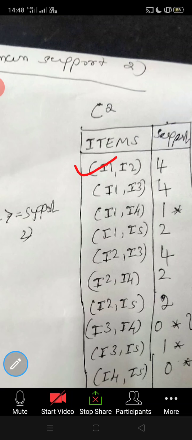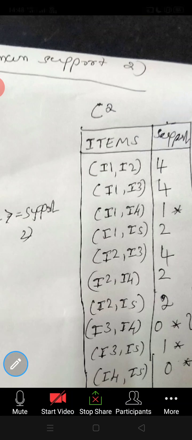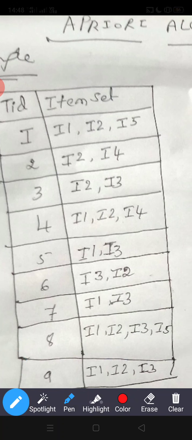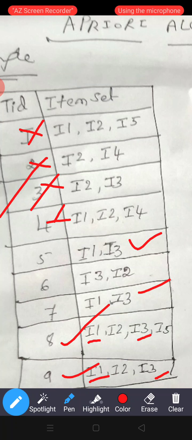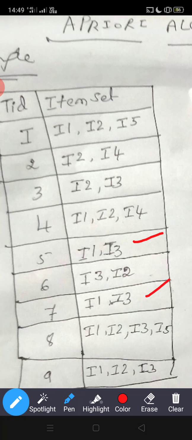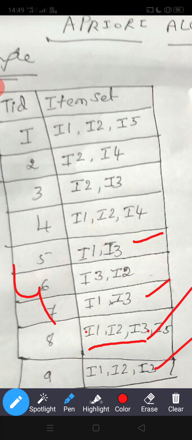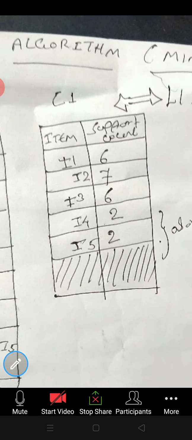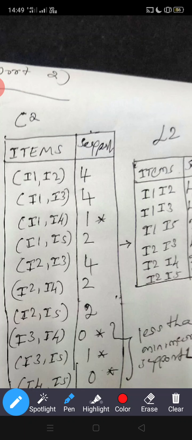Then the next combination, I1, I3. How many times is I1, I3 there? We will check it. I1 is there here, but I3 is not there. First, no. Second, no. Third, no. Here also no. I1, I3 is there here, then here, then here. So in total, I1, I3 is 4 times. So in front of I1, I3, I'll write 4. Like this, I have to find out all the combinations.